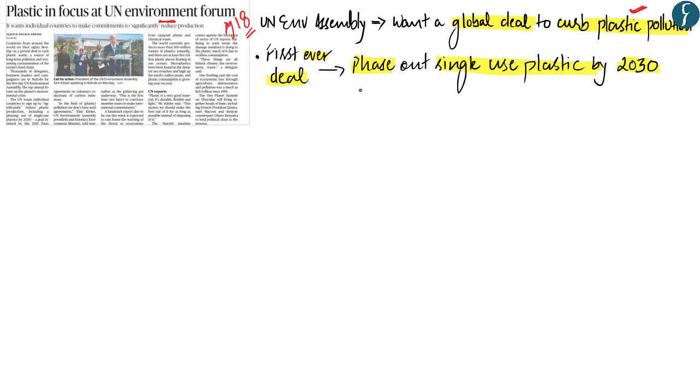So if everything goes according to the plan, then by end of this forum's discussion, we might just have a first ever deal for phasing out single-use plastic by 2030. For information, you should know that single-use plastics are disposable plastic items which are used only once, that is for a single time, before they are thrown away or recycled or discarded. Common example of a single-use plastic would be plastic cups, plastic water bottles, disposable plastic cutlery, etc.